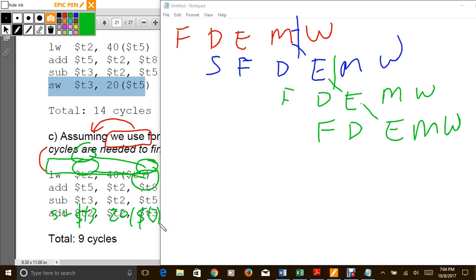So I don't need to insert any stalls there. So the trick is you think about the exact moment. I'm going to write this out for you here. Determine the exact moment when the data is physically available in the data path, and forward it to the execution stage.